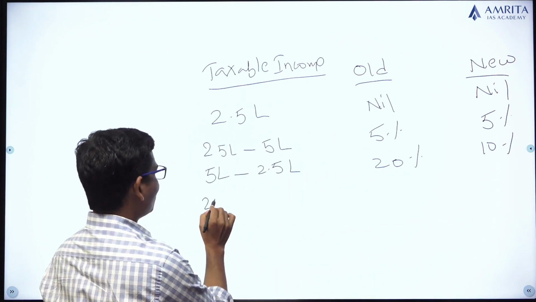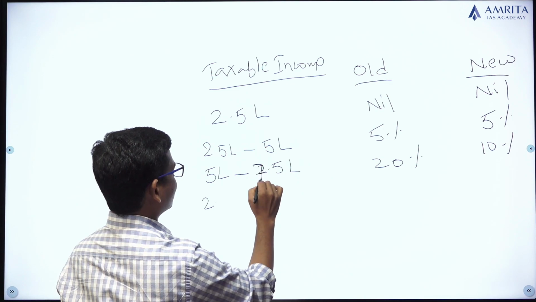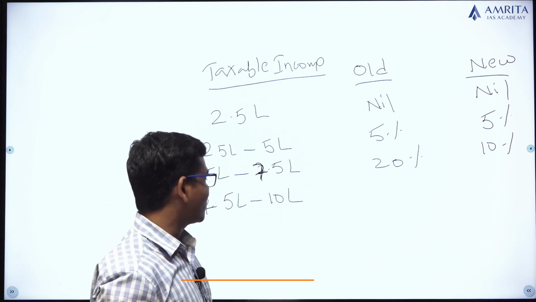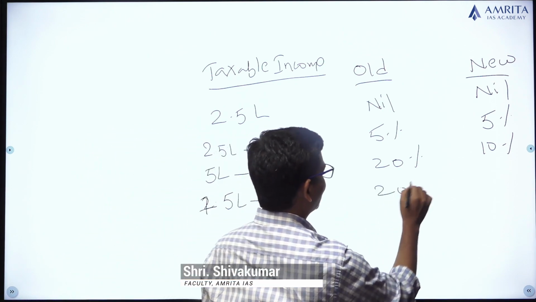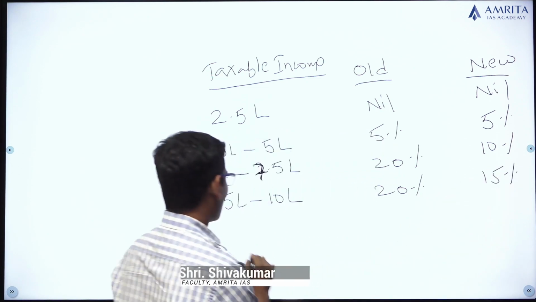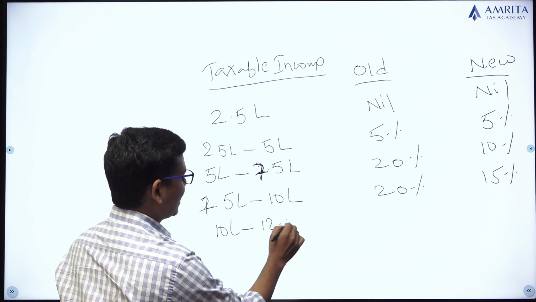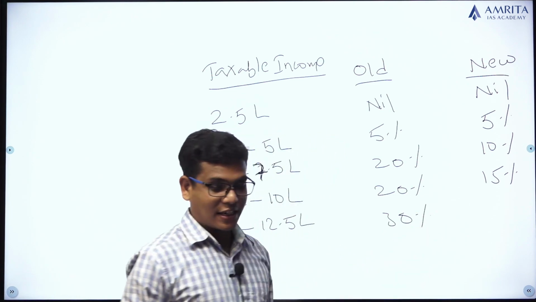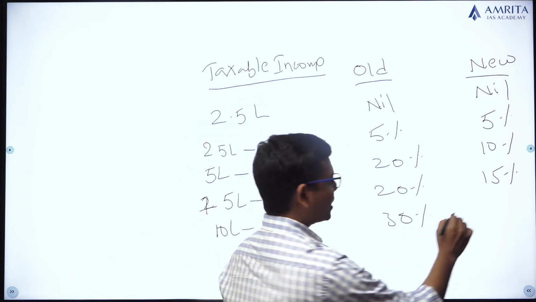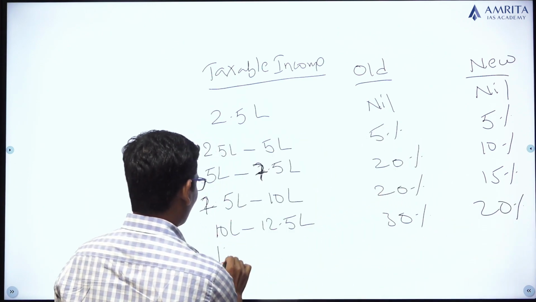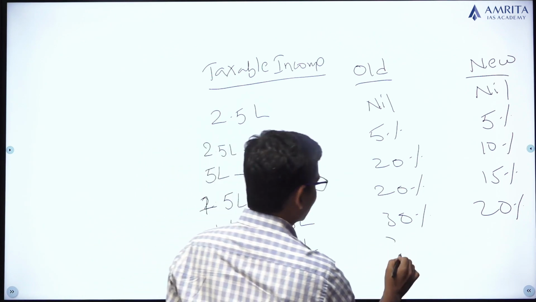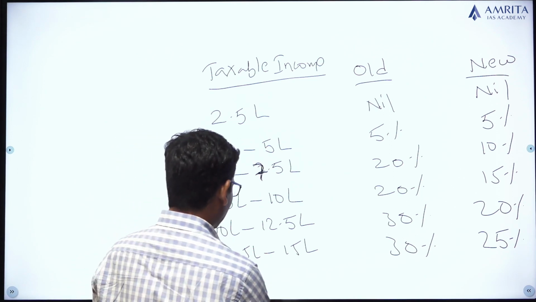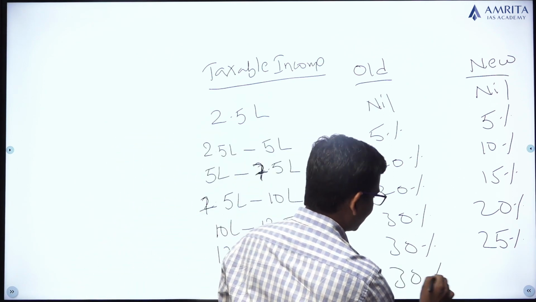If your income is 7.5 lakh to 10 lakh, in the old structure it is 20%, in the new structure it is 15%. And if it is 10 lakh to 12.5 lakh, in the old structure you need to pay 30%, in the new structure you need to pay 20%. And 12.5 lakh to 15 lakh, in the old structure you need to pay 30, in the new structure you need to pay 25. If it is above 15 lakh, in both the cases you need to pay 30 and 30.